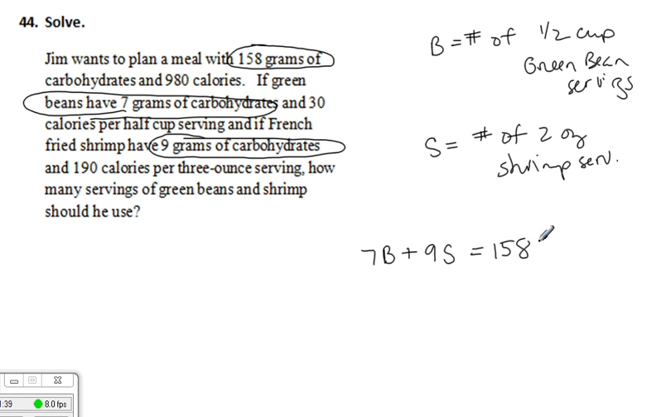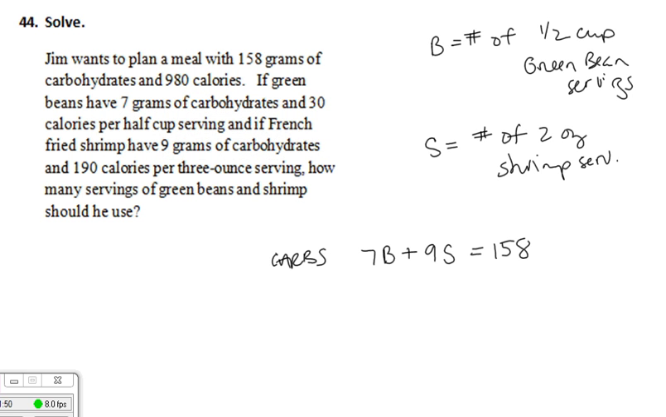And then we'll do the same thing with the calories. So this was your carbs, and now we'll look at calories. So we want a total of 980 calories, 30 calories per green bean serving, and 190 per shrimp serving. So that would look like 30 times each green bean serving, plus 190 calories for every fried shrimp serving, and we want that total to be 980.